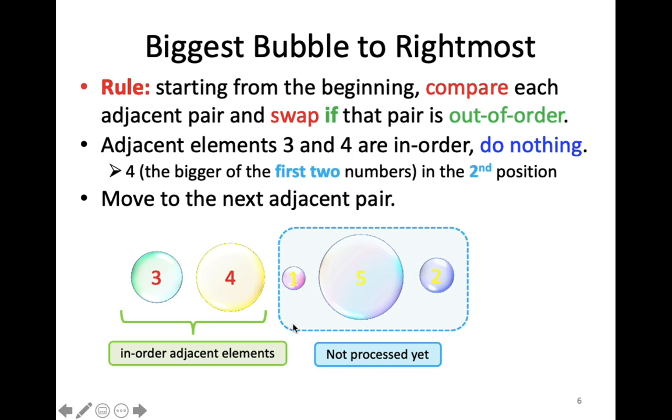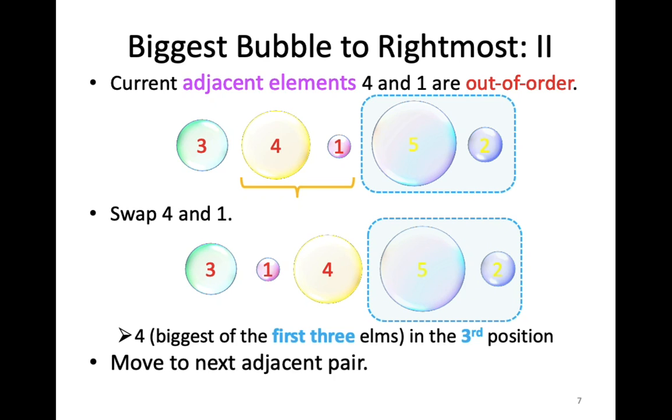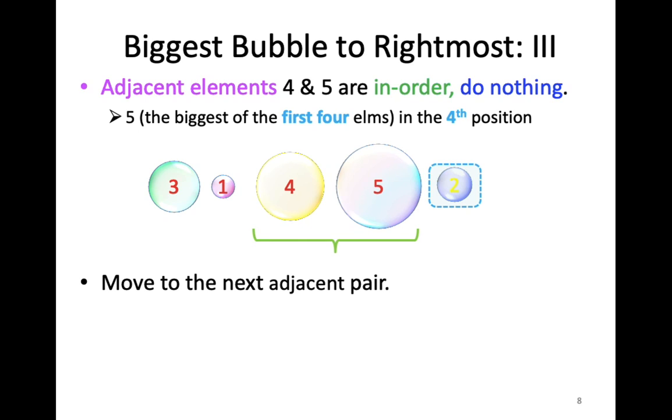Afterwards, we move to the next adjacent pair. Adjacent elements 4 and 1 are out of order. Swap them. After swapping, 4 is the biggest of 3 elements and it resides in the third position. Then we continue to the next adjacent pair. Adjacent elements 4 and 5 are in order.